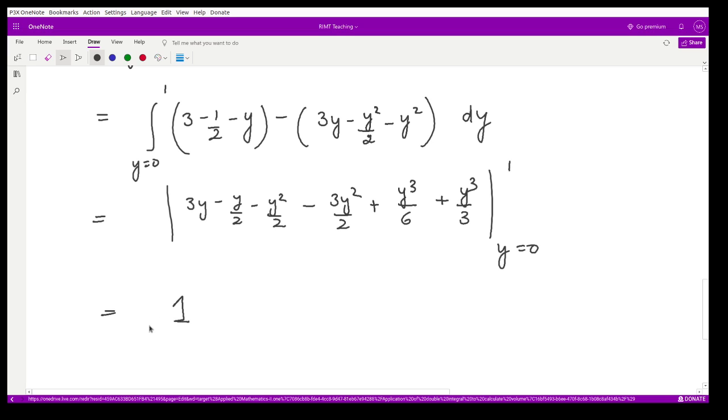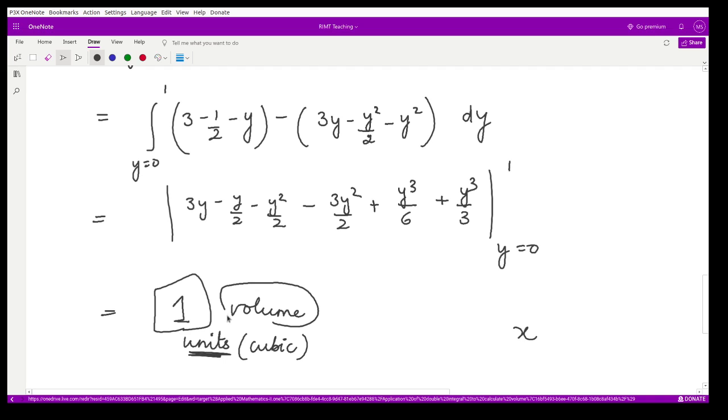So the volume here is equal to 1 units, cubic units in fact, right? Because whatever is the unit in x direction, you have the unit of volume as the cube of that particular unit. So I hope this is clear to you.